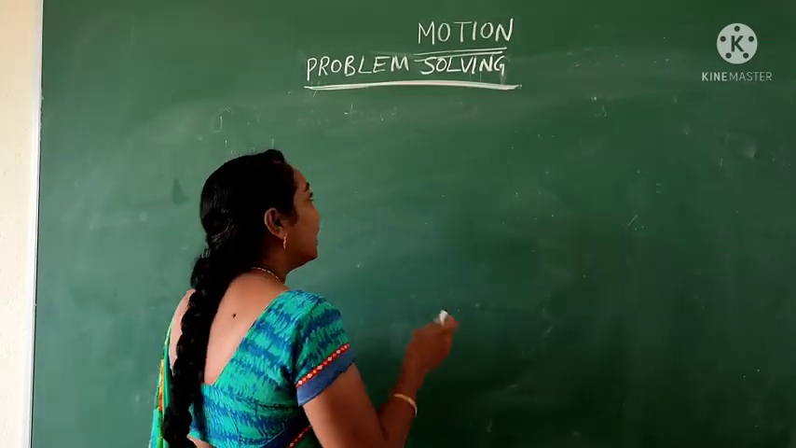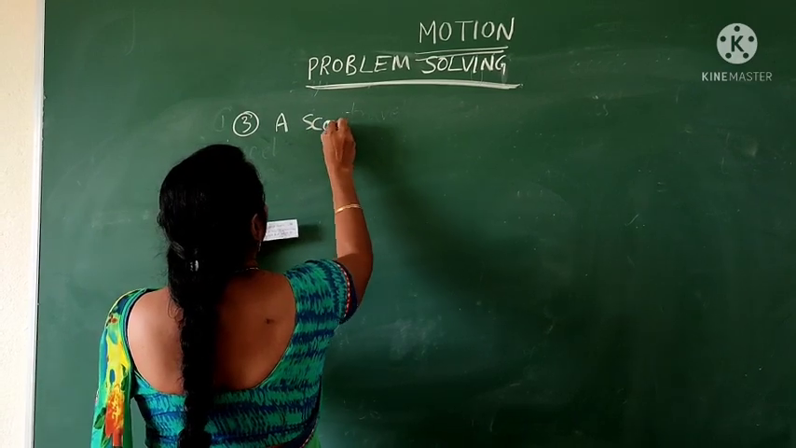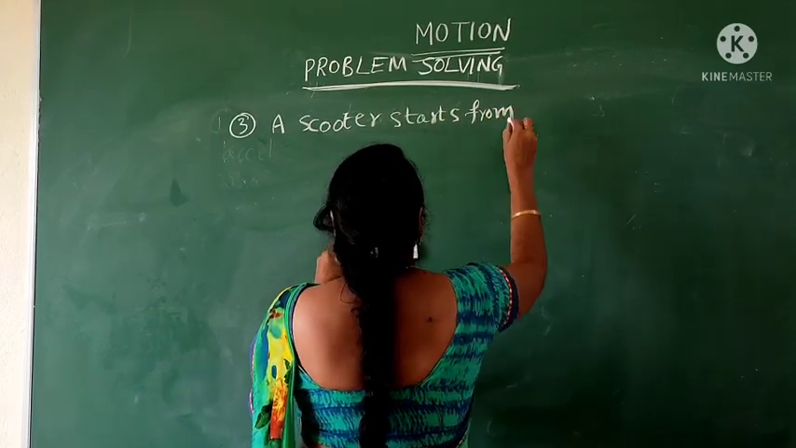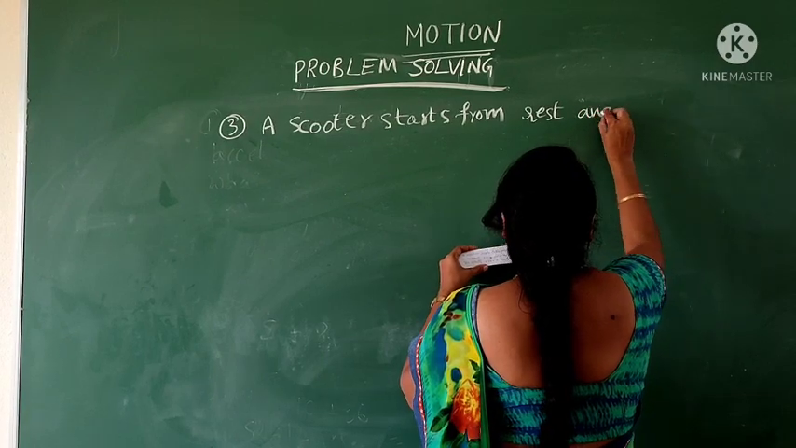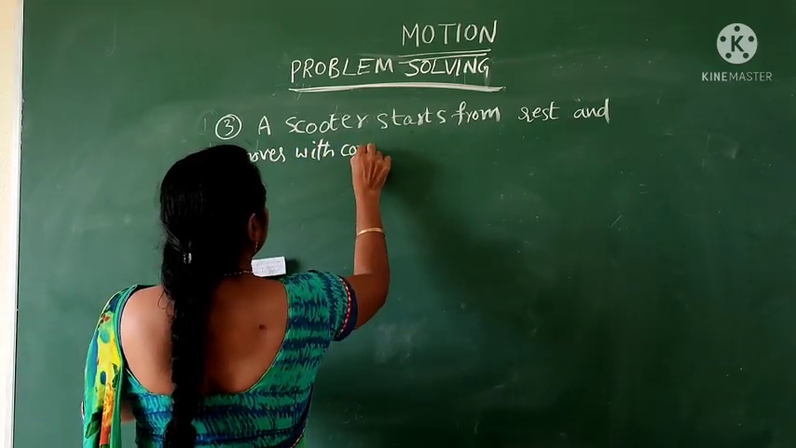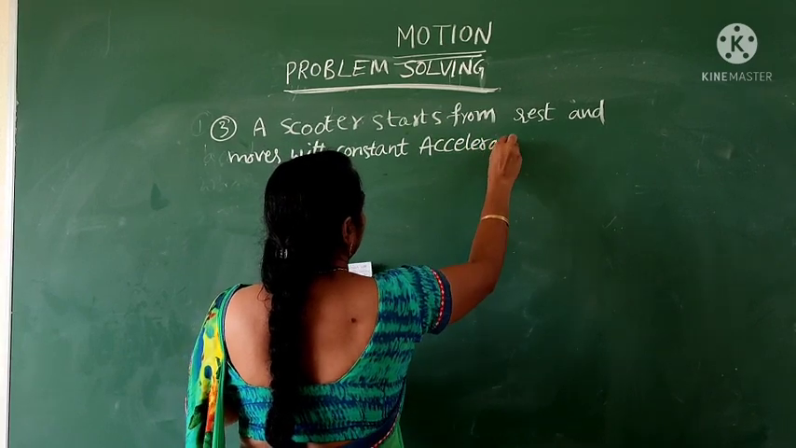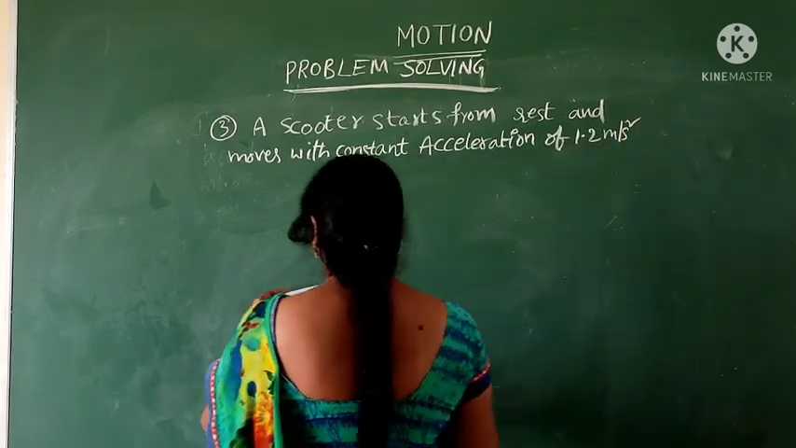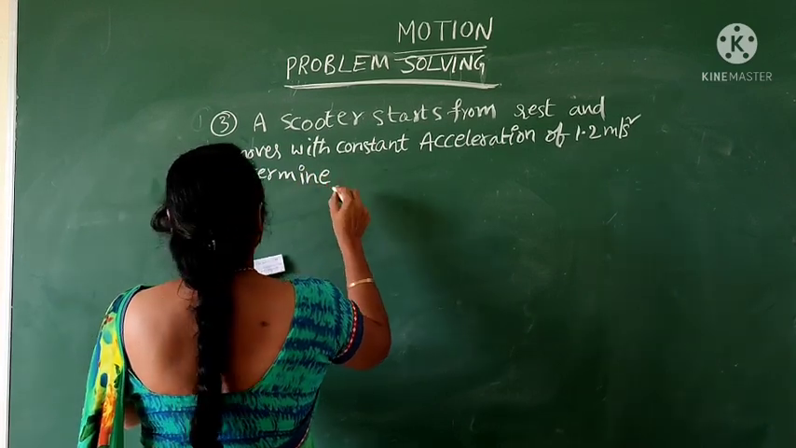Write down the problem. I will write on the board. Third problem. Problem solving. We are solving the third problem. A scooter starts from rest and moves with constant acceleration of 1.2 meter per second square. Determine its velocity.